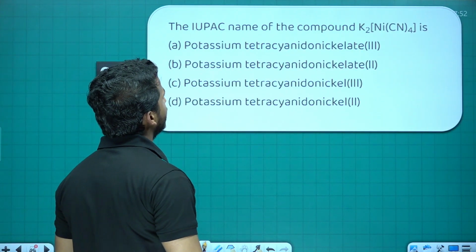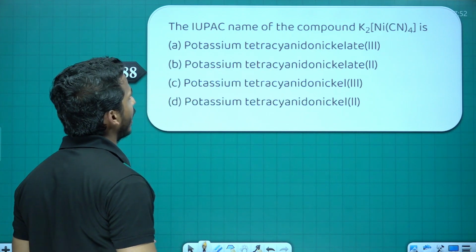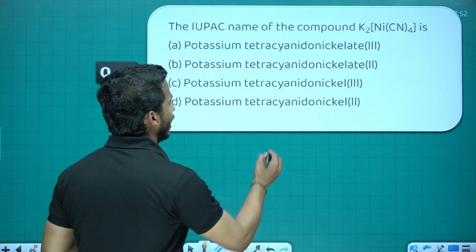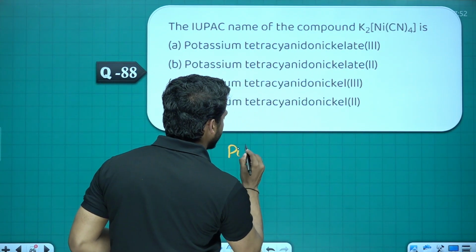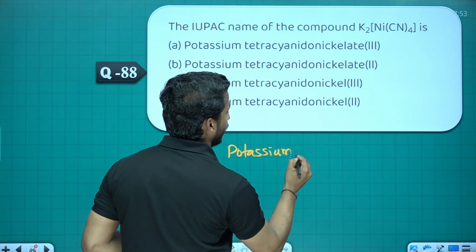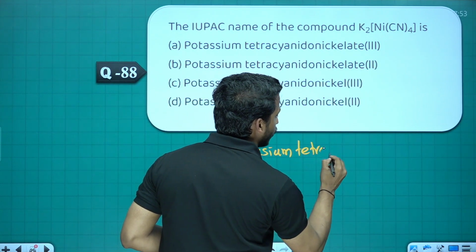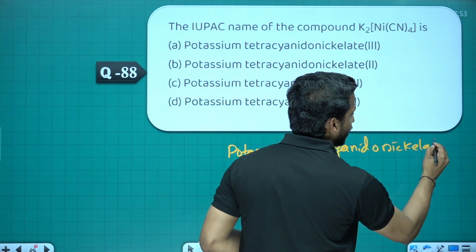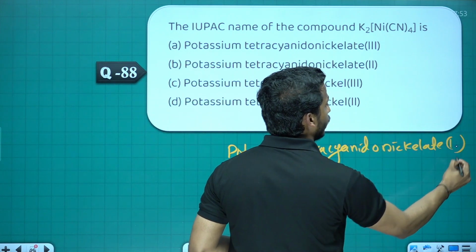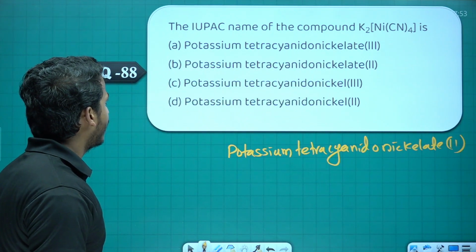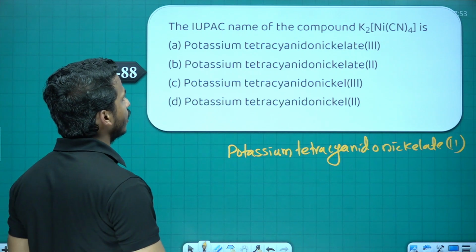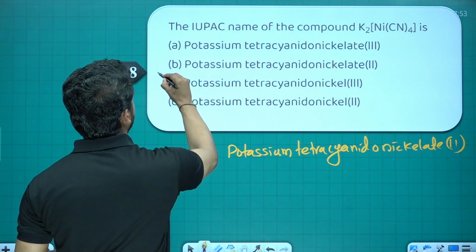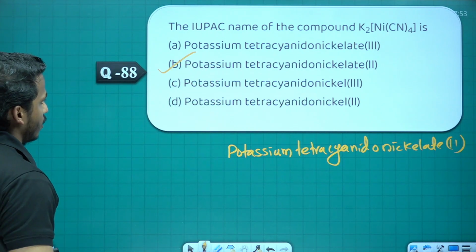Now, what is the IUPAC name of the complex? K2[Ni(CN)4]. See, there is a small difference, okay? This was K[Ag(CN)2], here K2[Ni(CN)4]. So here potassium is again outside. So potassium, total 4 cyanido, right? So tetracyanido, nickelate, because nickel is in the anionic part. Calculate the charge, I think you will get 2. Potassium tetracyanidonickelate(II). Option B is the correct, right?